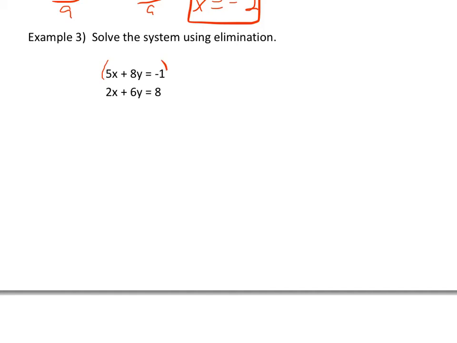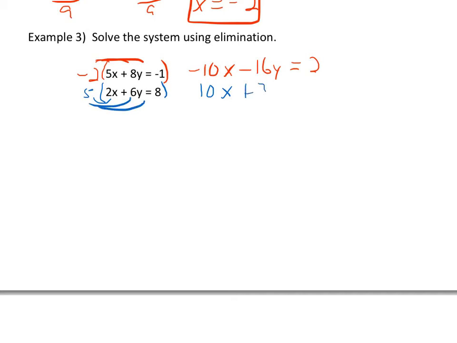So I'm going to multiply the top by a negative 2, and that would give us a negative 10x minus 16y equals 2. The bottom one I'm going to multiply by a positive 5, because remember we want opposite values. Again, I'm distributing. I get 10x plus 30y equals 40.